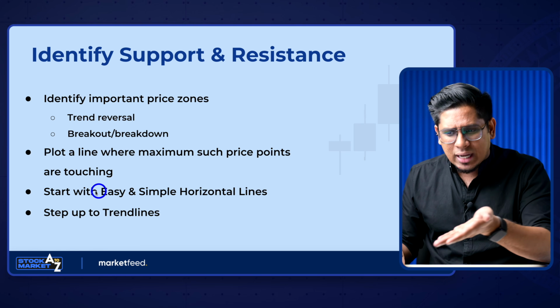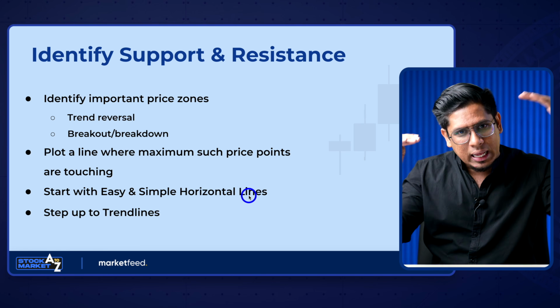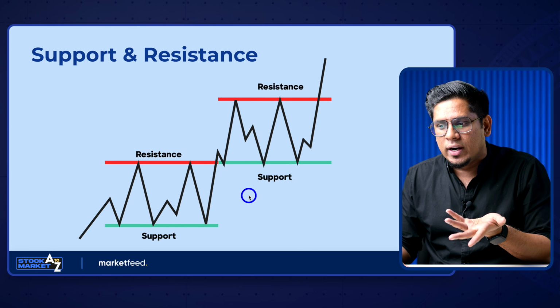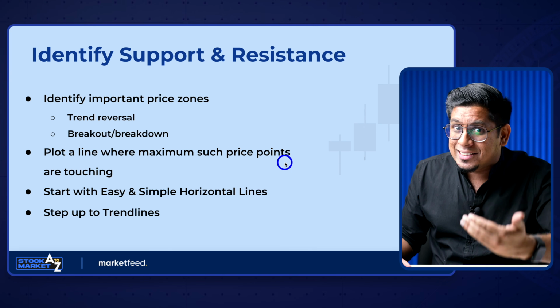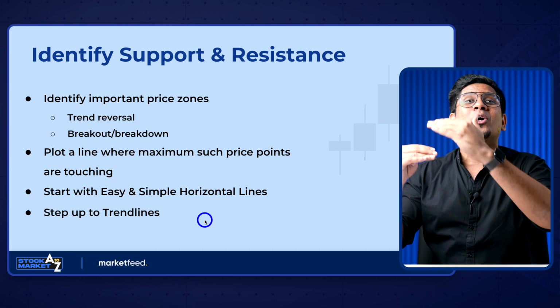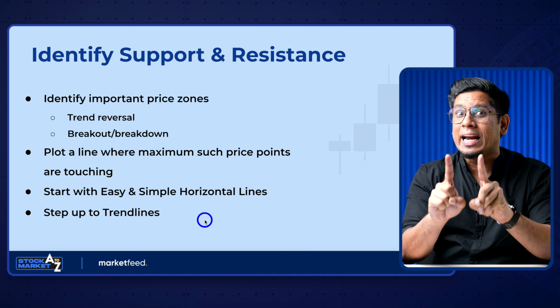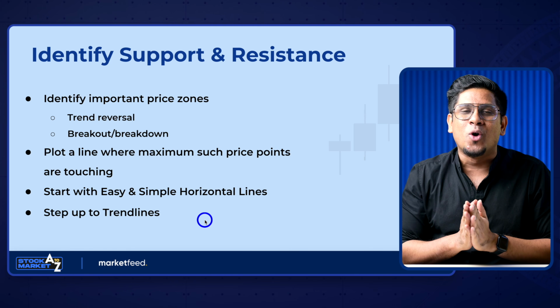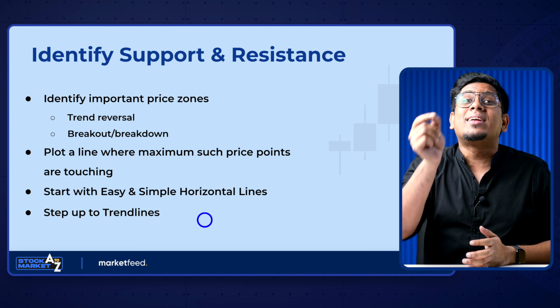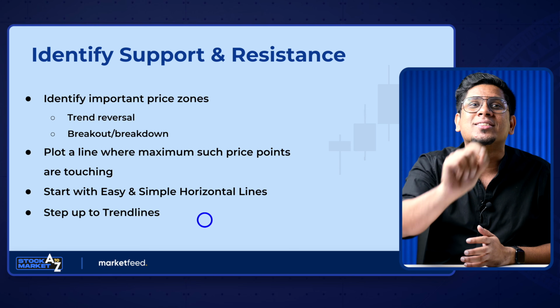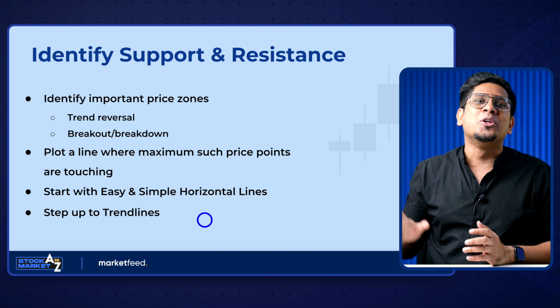Cool. So you can start with easy and simple horizontal lines to begin with. That's exactly what we did here. These are horizontal lines. In fact, you can step up by drawing trend lines also. We learned about how to draw a trend line in the last video. Please make sure you watch that. If you draw a trend line in a stock, even the trend line can act as a support or a resistance. I'll show you that also in today's video.